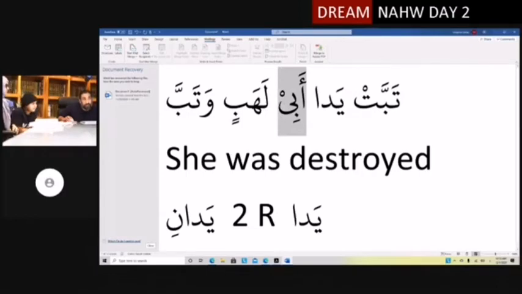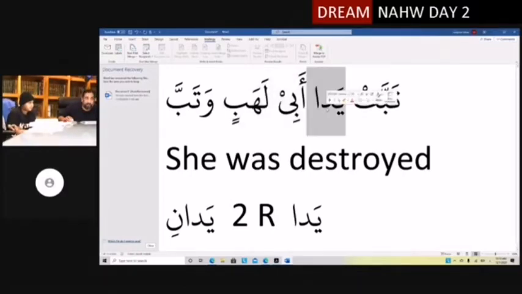But abi also looks light. No al. Which means it might also be a mudaf, which has its own mudaf ilayh. Does lahabin have a jar? Yeah. So yada is mudaf. Abi is mudaf ilayh. Abi is mudaf and lahabin is mudaf ilayh.